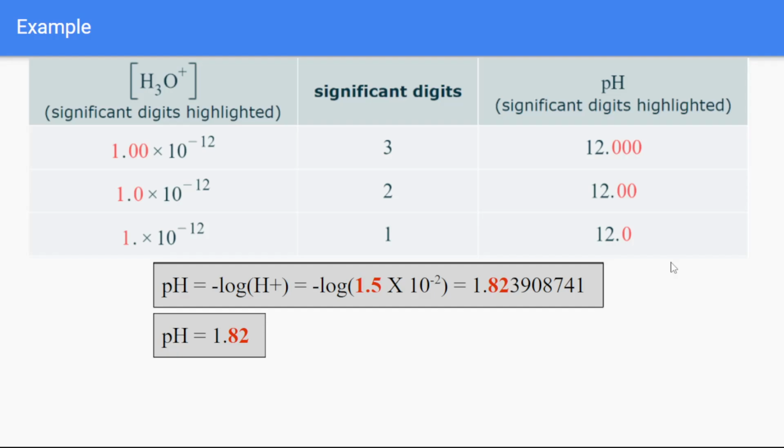But if you're going the opposite direction, if you're converting from pH to concentration, it would be decimal places to sig figs. 1 decimal place would be 1 sig fig. 2 decimal places would be 2 sig figs.